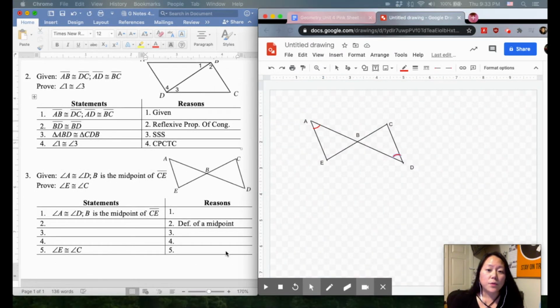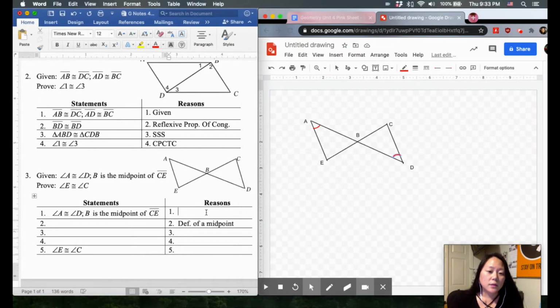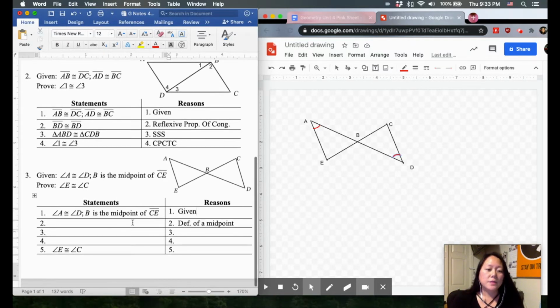All right, so number 3, we're given angle A is congruent to angle D. So I've marked that here. And then it says that B is the midpoint of segment CE. So obviously, because that's the given statement, we write given for the first reason.